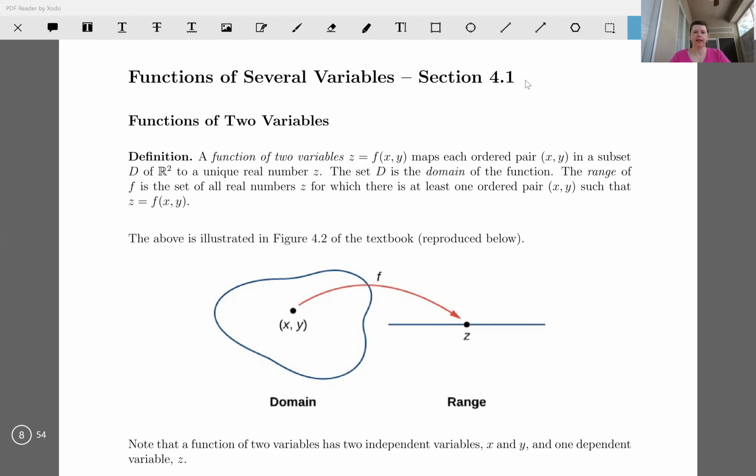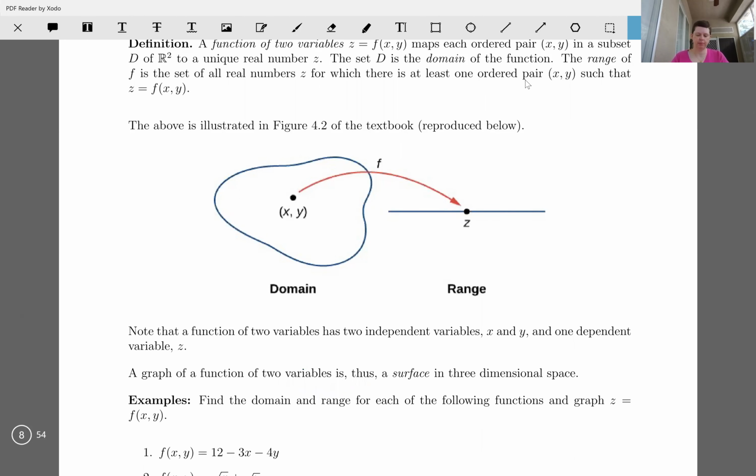The set D is going to be the domain of the function, and the range of f is the set of all real numbers z for which there's at least one ordered pair x y such that z is equal to f of x y. In other words, the range is basically all possible values of f of x y of our function. And this is illustrated in figure 4.2 of the textbook, which I reproduced below.